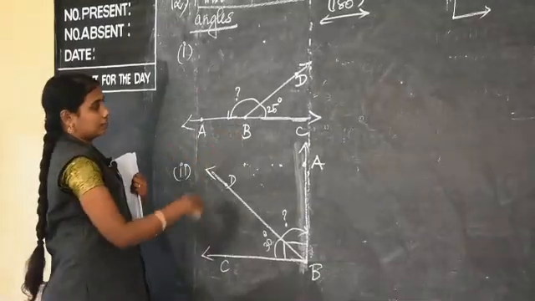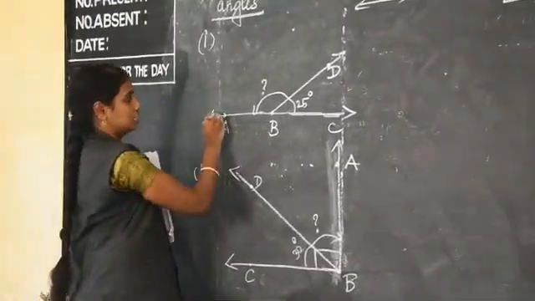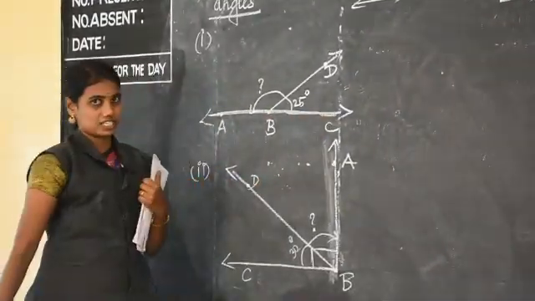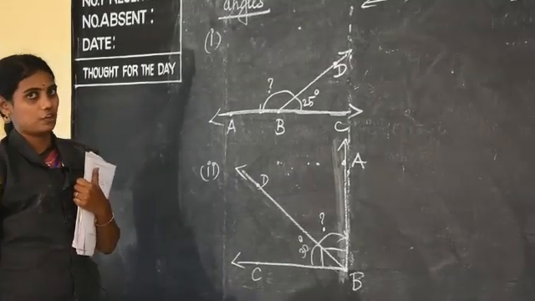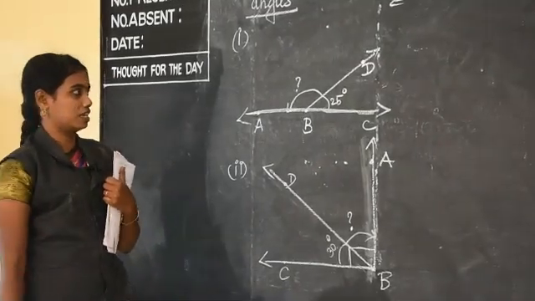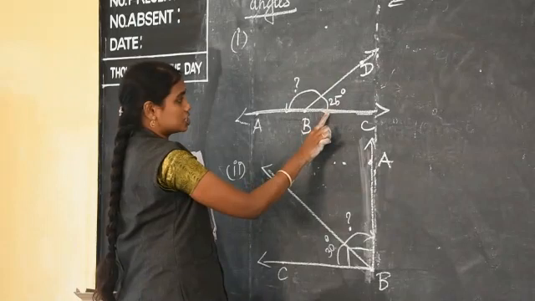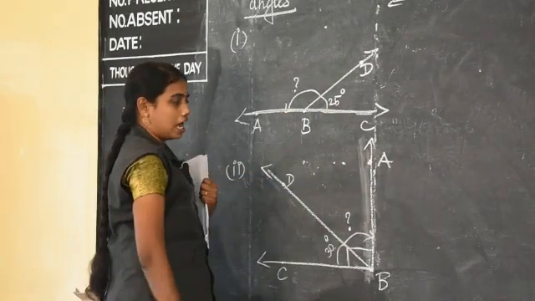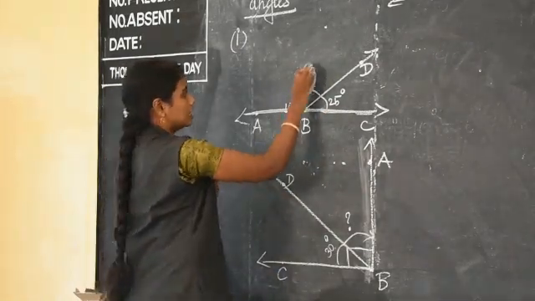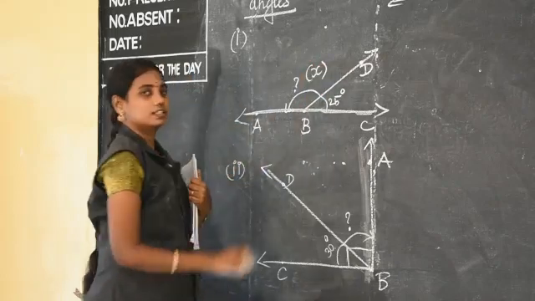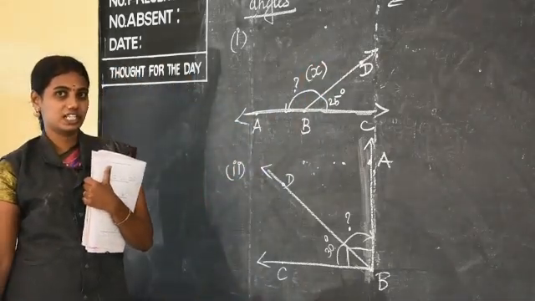Now listen, from the diagram you are going to find out it is a straight angle. It is a straight angle, so supplementary. If you add two angles, you will get 180 degrees. See here, this is 25 degrees. This is unknown, so the unknown we can consider as x.